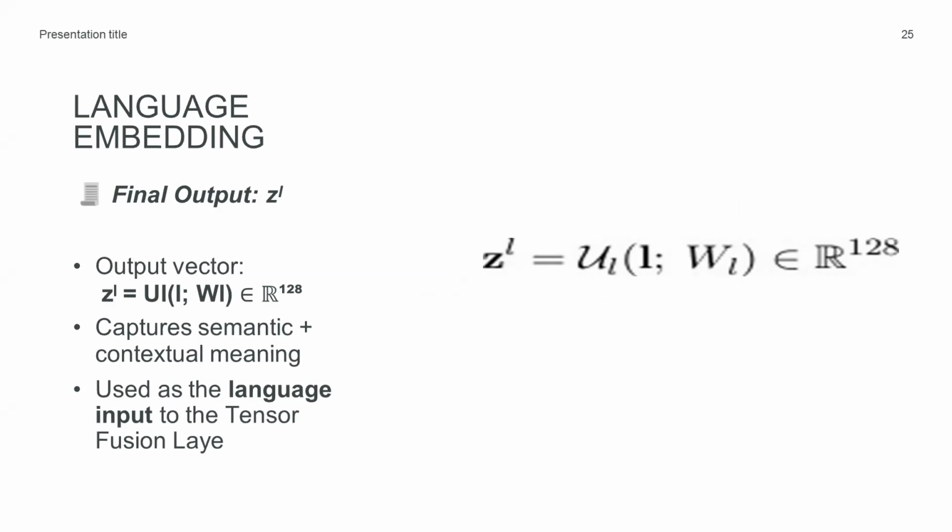Final output of the spoken language subnetwork. This is the final output, the language embedding. This is how it is calculated, where R128 shows that it is a 128-dimensional vector. This vector captures both the semantic meaning of the words and the contextual information over the sequence.